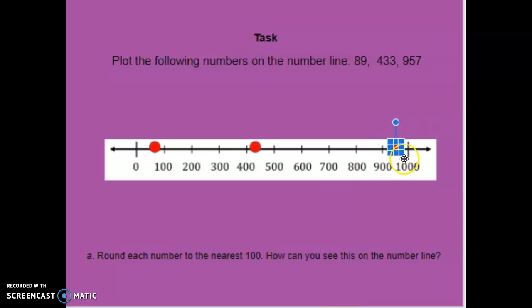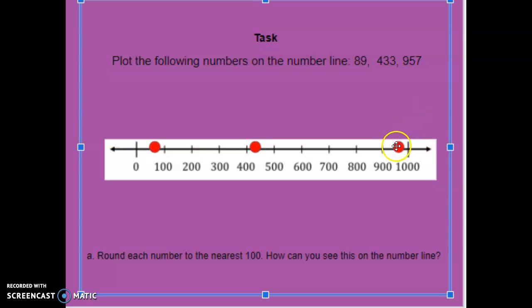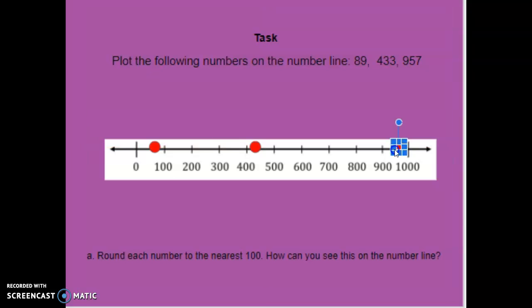Well, 957 is definitely after 950. So I'm going to move it a little bit to the right. It's not right in the middle, but it's going to be close to that middle because it's just a little past 950.